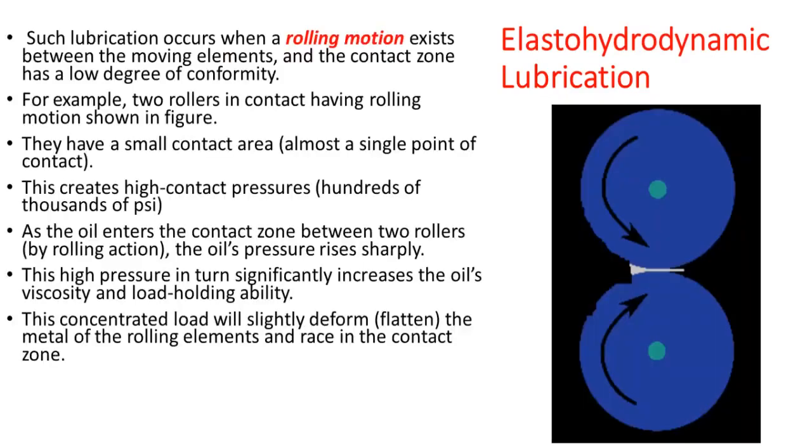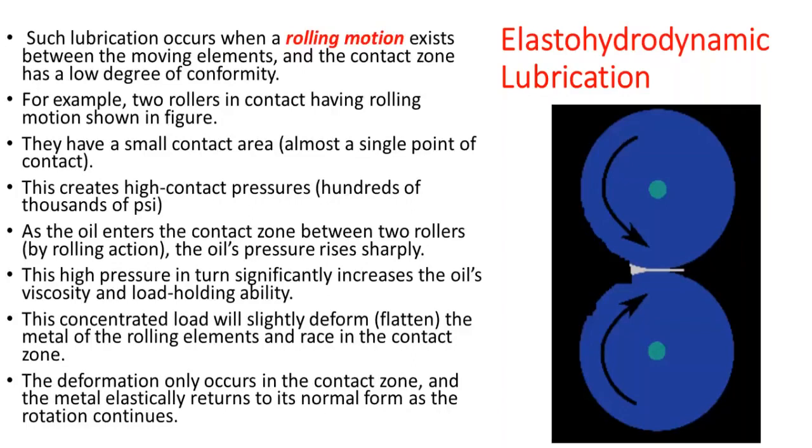Elasto-hydrodynamic lubrication. Basically in elasto-hydrodynamic lubrication, you can see that the two rollers are in contact and having rolling motion. So the small contact area is there. This creates high contact pressure. As the oil enters the contact zone between the two rollers, the oil pressure rises sharply. This high pressure in turn increases the oil's viscosity and load holding ability. So the load will slightly deform and flatten the metal of the rolling elements and race in the contact zone. Once the contact zone is passed, the metal elastically returns to its normal form as the rotation continues.